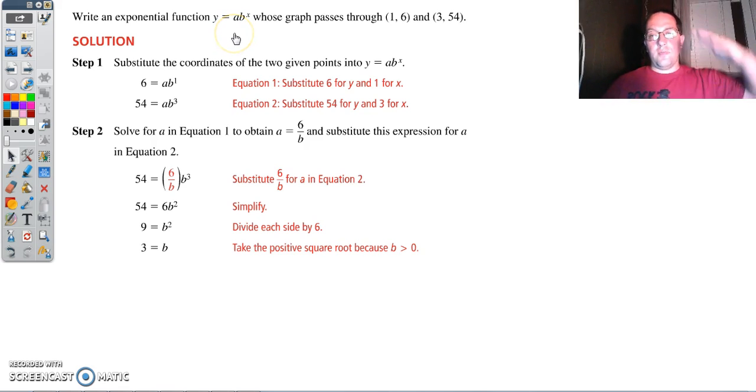Because if it's negative, remember that graph went kind of crazy, and half the numbers were imaginary anyways. So it's all messed up. So we only want the positive square root, which is nice.